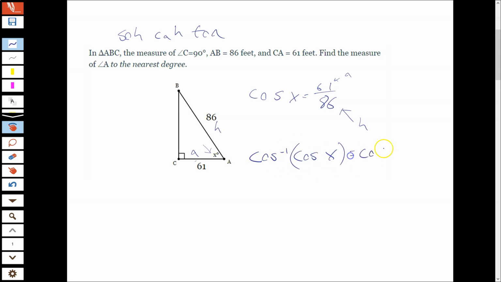I'm going to do that to both sides. Whatever I do to one side, I do to the other to maintain my equality. And cosine inverse and cosine are opposites, so you'd probably guess that those cancel out. X is just left over. And on the right, I have cosine inverse of 61 over 86. You're like, what in the world is that? Here, again, is where you have to turn to a calculator to figure this out.